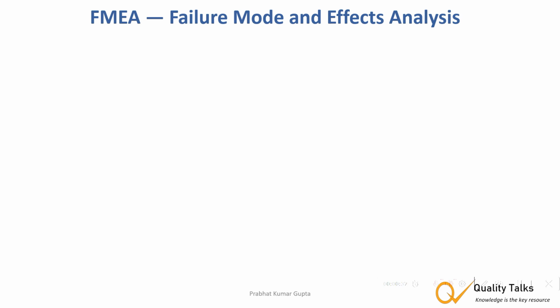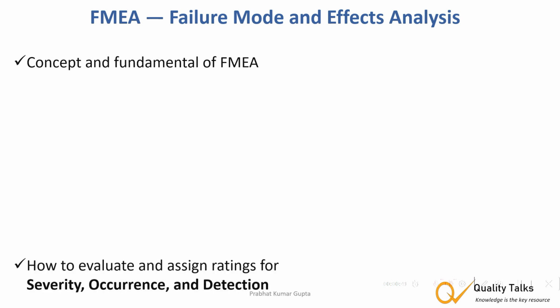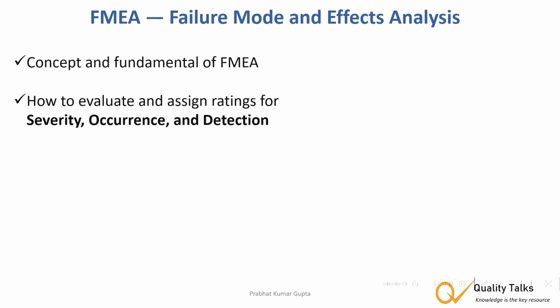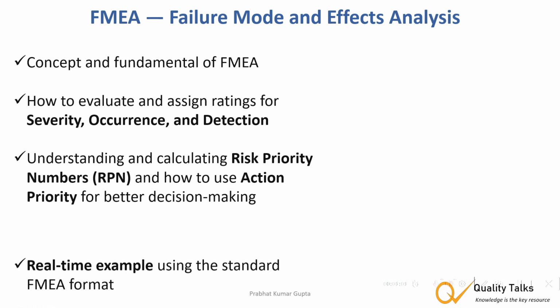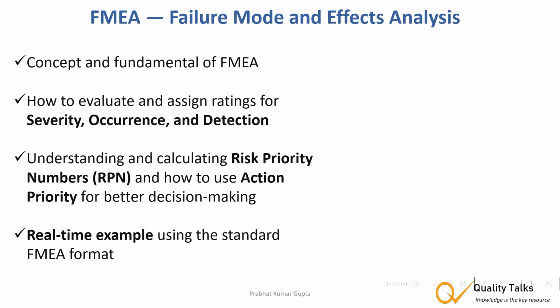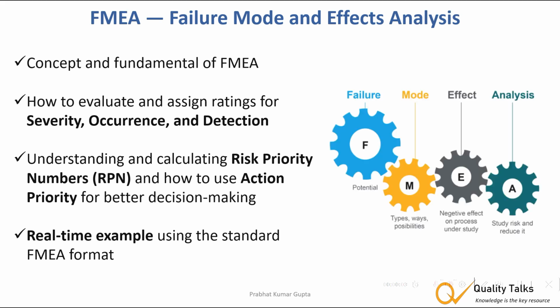In this video, we will cover the concept and fundamentals of FMEA. We will see how to evaluate and assign ratings for severity, occurrence and detection. We will understand and calculate the risk priority number, and we will see how to use action priority for better decision making. And finally, we will walk through a real-time example using standard FMEA format.